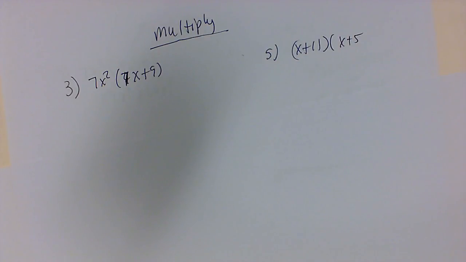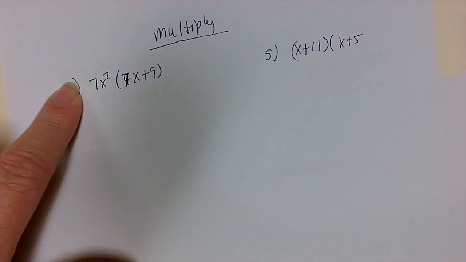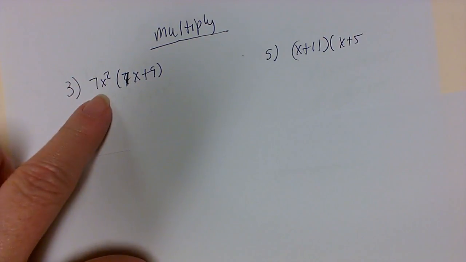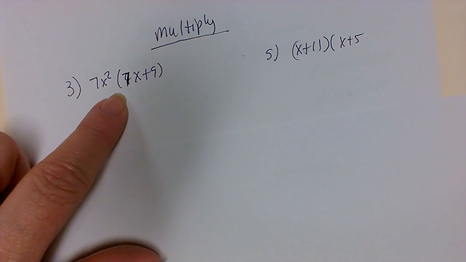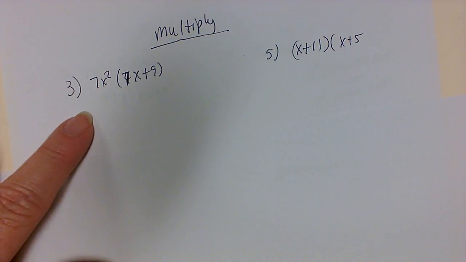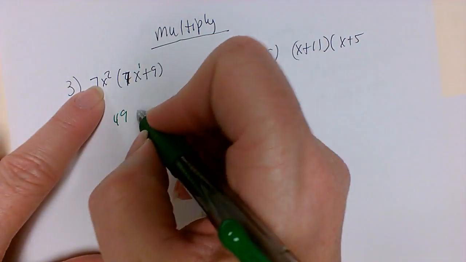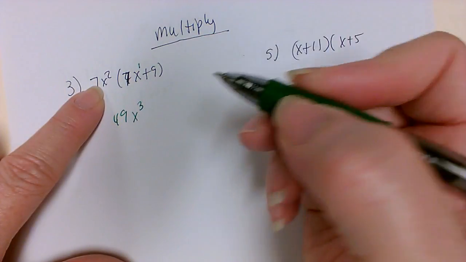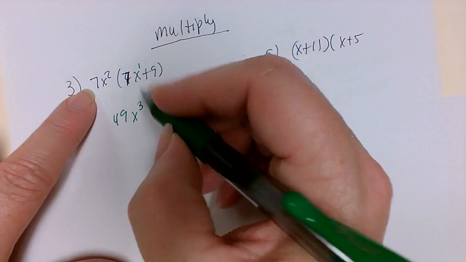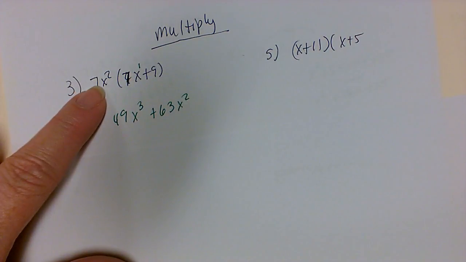All right, so here we're going to multiply 7x squared times 7x. We're going to multiply our numbers and multiply our variables. So 7 times 7 is going to get us 49, and x to the 2 times x to the 1 will get us x cubed, and then 7 times 9 is going to get us 63, and then x squared.